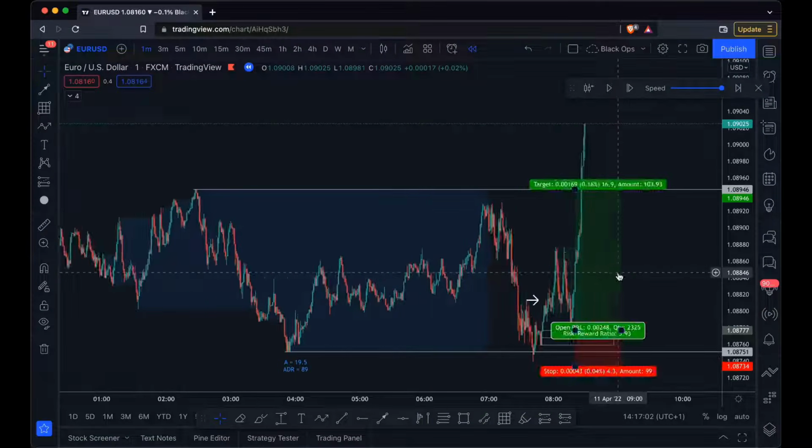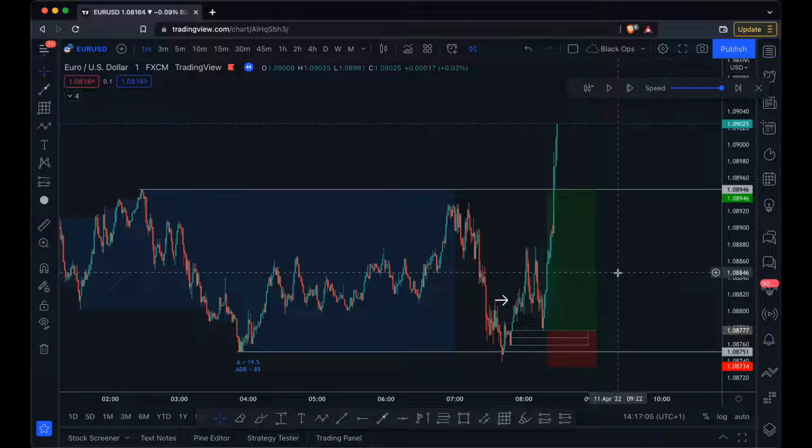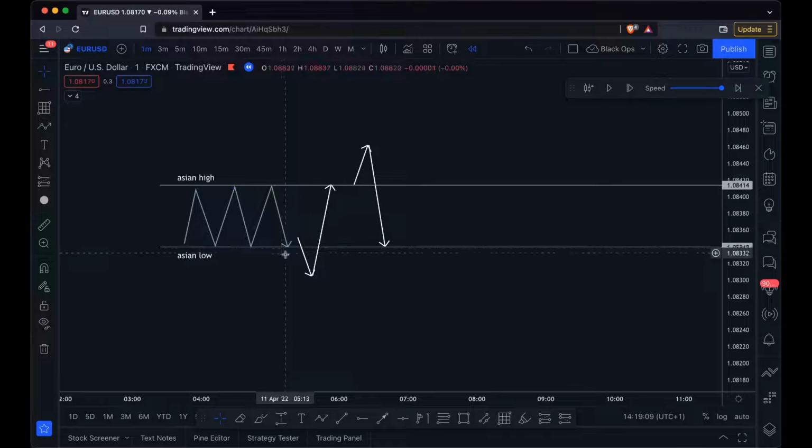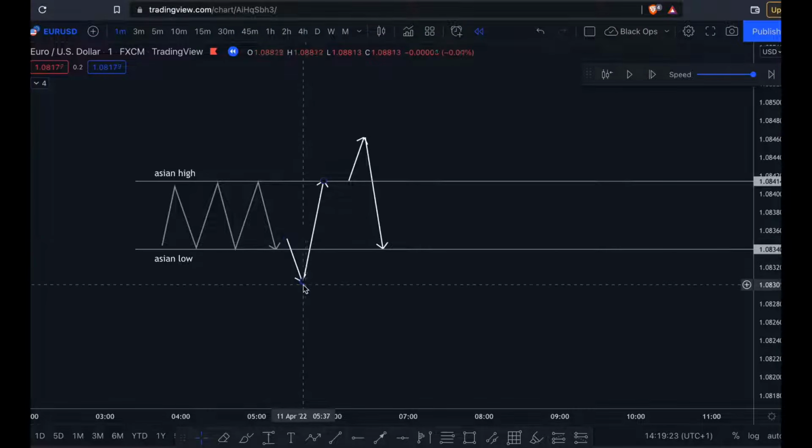So now that we've gone through an example, let's go through a little bit of theory. When it comes to theory, the theory is very, very easy to understand. All we're looking for is an Asian range, and from the Asian range, we'll be able to gather what the Asian low is and what the Asian high is. Then the next thing we're looking for is for either the Asian low to be purged, as we see by these two white arrows over here. So it's purged, and then we can take a trade targeting the Asian high.